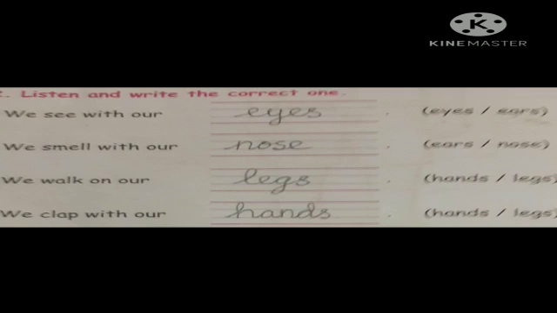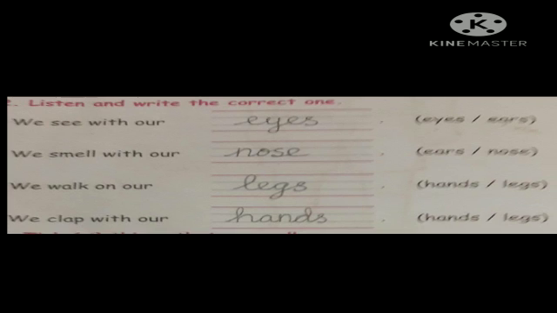Next, listen and write the correct one. We see with our dash. Eyes or ears? Which parts help us to see? Do you know? Very good. We see with our eyes. We smell with our eyes or nose? Very good.